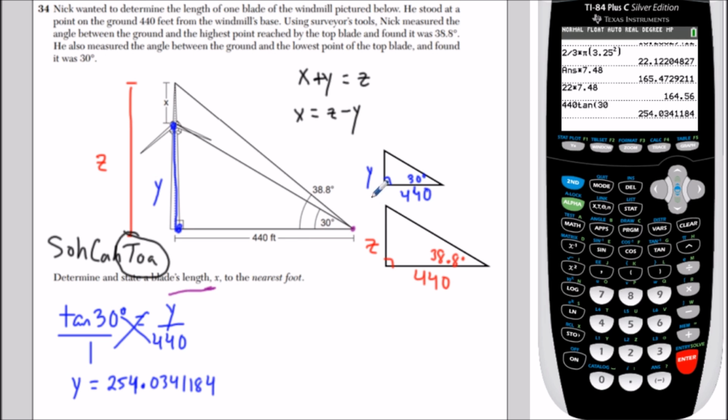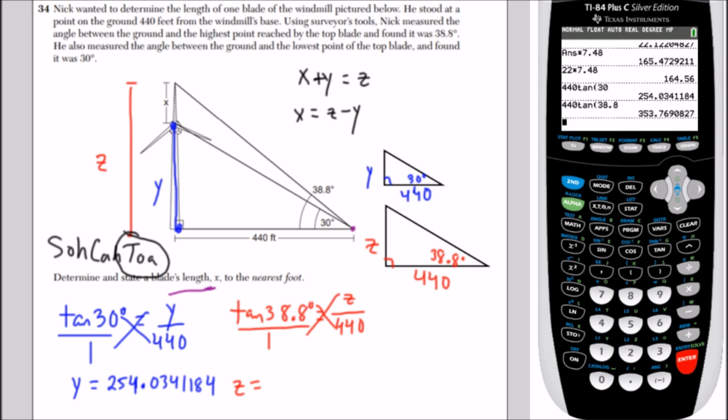And now we're going to repeat this process to find the value of z. So this time around, the angle is going to change. We have tangent of 38.8 degrees is equal to z over 440. And then to solve for z, we're going to cross multiply just like before. And we have z equals 440 times tangent of 38.8 degrees. So that's what we're getting here by multiplying those. And we're going to record this value. We have 353.7690827.